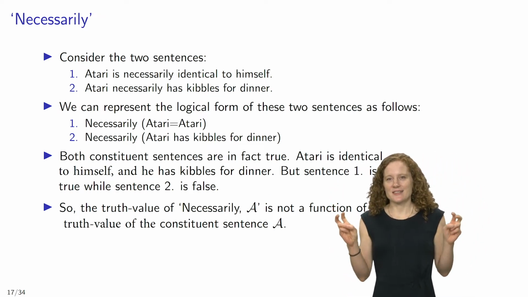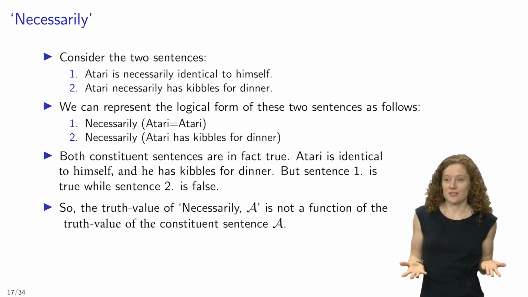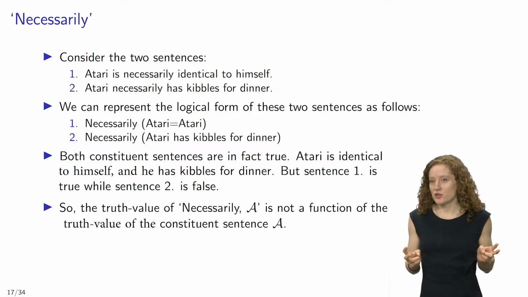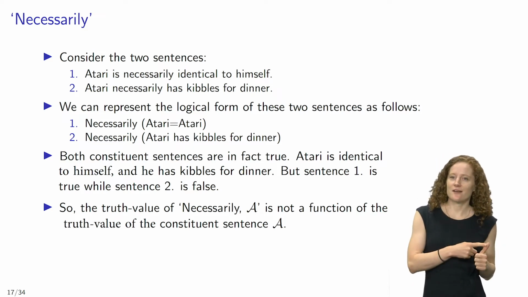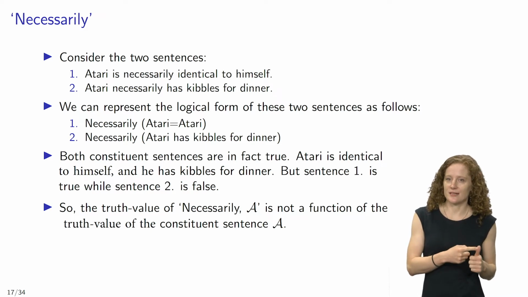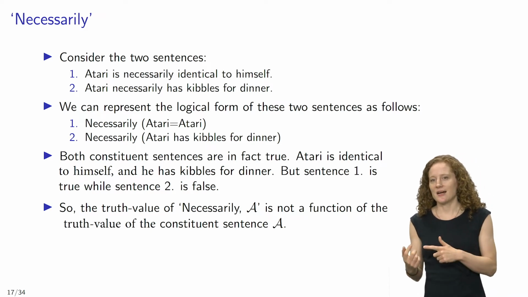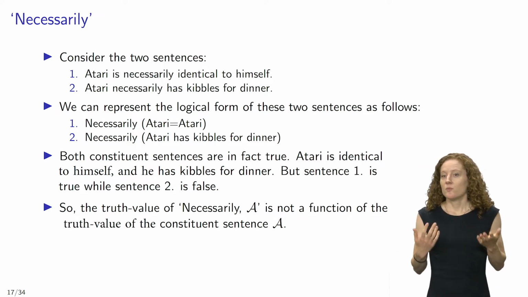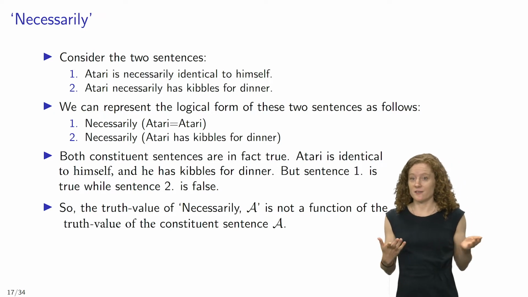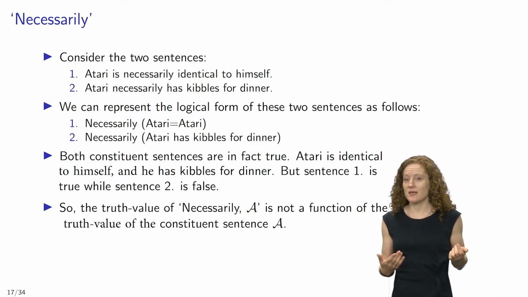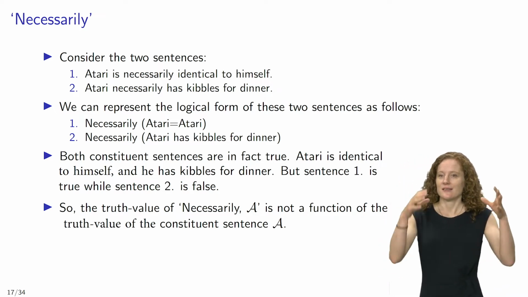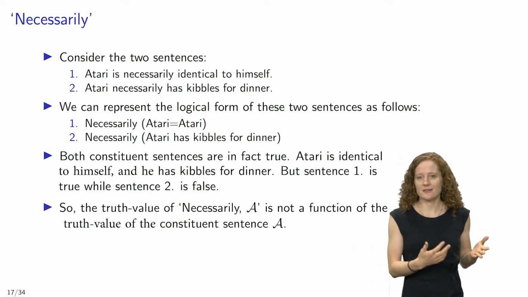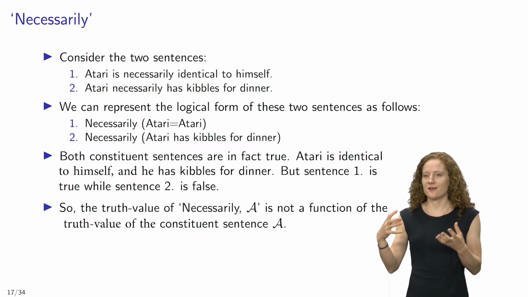The connective "necessarily" is not truth functional. And here's how we can show this. Consider the following two sentences. 1: Atari is necessarily identical to himself, and 2: Atari necessarily has kibbles for dinner. Both of these sentences contain the connective "necessarily." We can represent the meaning of the first sentence as "necessarily Atari equals Atari," and we can represent the meaning of the second sentence as "necessarily Atari has kibbles for dinner."